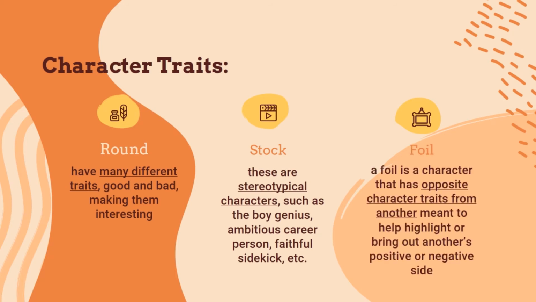And the last one is foil. A foil is a character that has opposite character traits from another, meant to help highlight or bring out another's positive or negative side. Many times, the antagonist is the foil for the protagonist. Example, Draco Malfoy in Harry Potter.